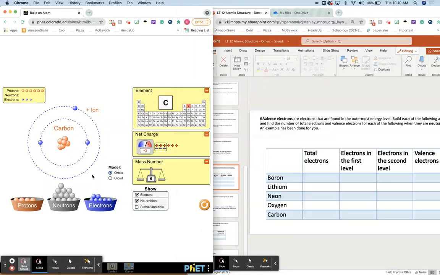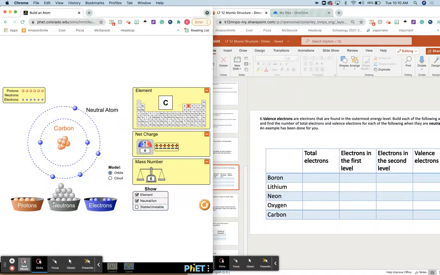If I'm looking at this neutral atom, let me go ahead and make a neutral carbon atom here. I notice that my electrons go into this model in 2 different ways. The first one is they fill this inner orbit with 2 electrons. Then the rest go on this outer circle, this outer ring.